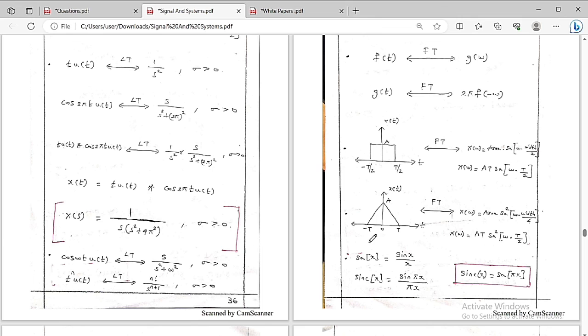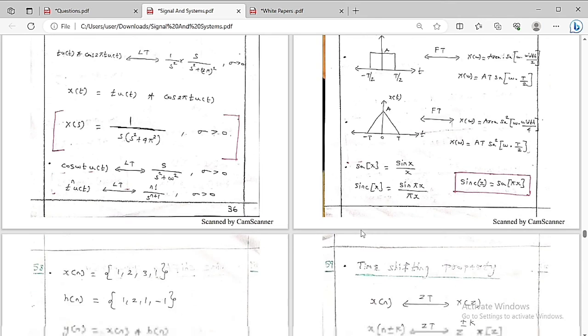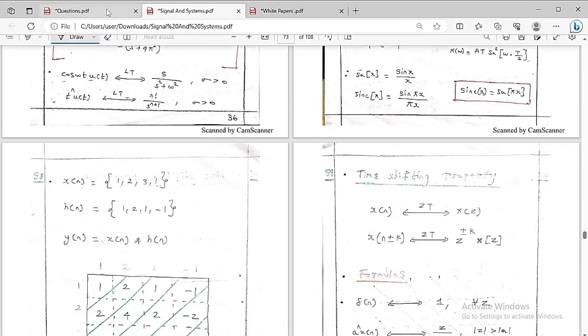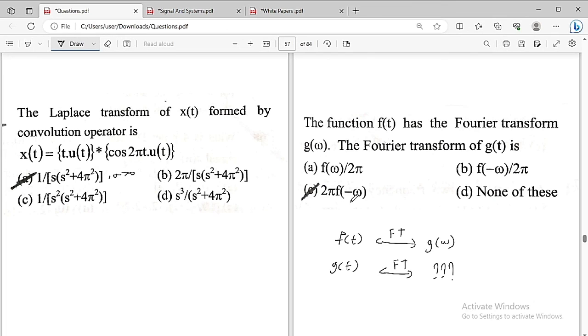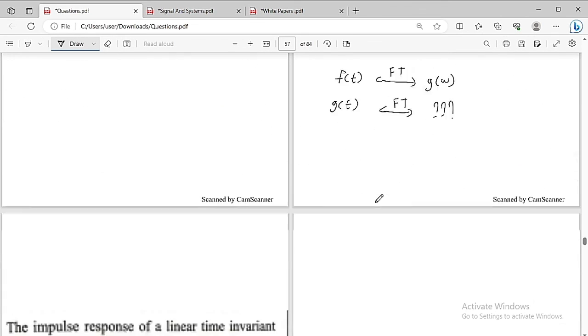And sinc is nothing but a sampling function. Sinc means it is a sampling function. So these things you always have to keep in your mind here. So this is the correct solution of this question. This 2.2 small f of minus omega is the correct solution of this question.